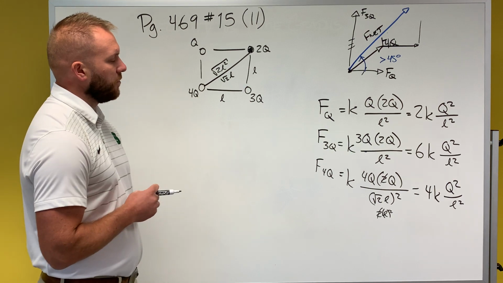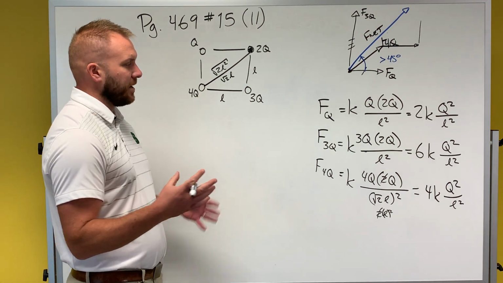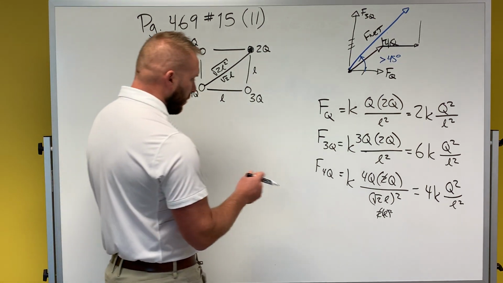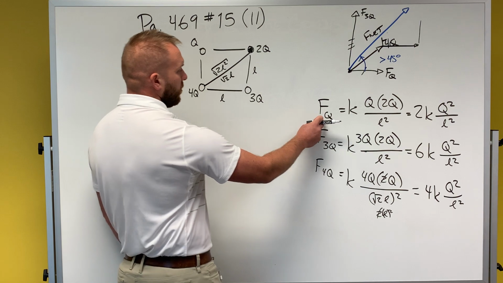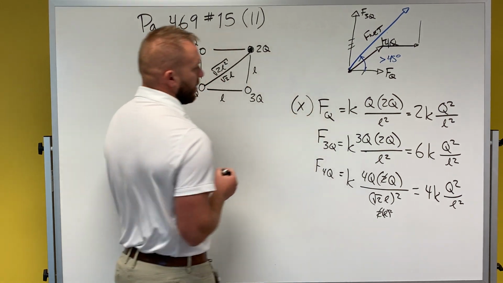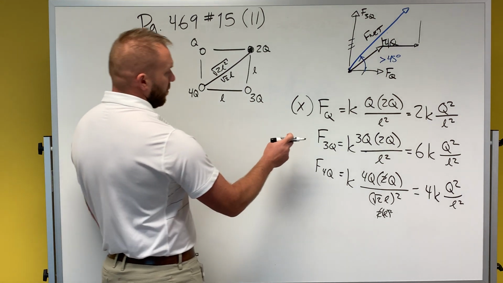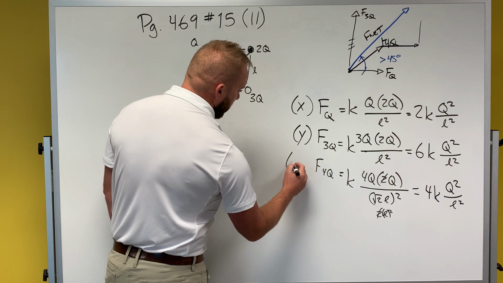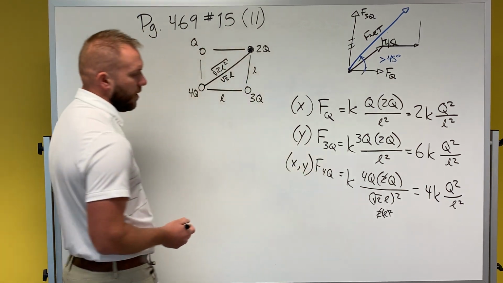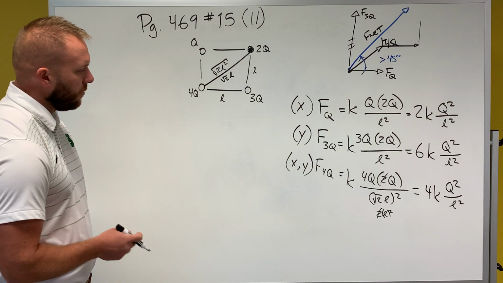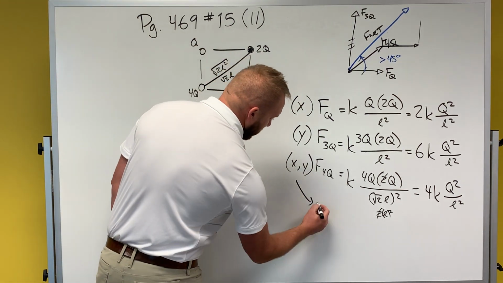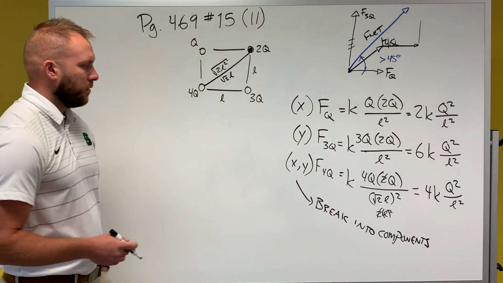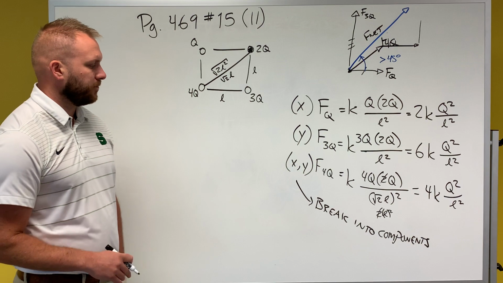Then what I'm going to have to do is figure out how I can get all these together to get my net force on this charge, okay? So what I'm going to say is this, FQ is totally just in the X direction, right? F3Q is totally in the Y direction. So F4Q is both in the X and the Y direction, right? So we're going to have to break this apart into its components. So that's the next step that we're going to go through in this problem.